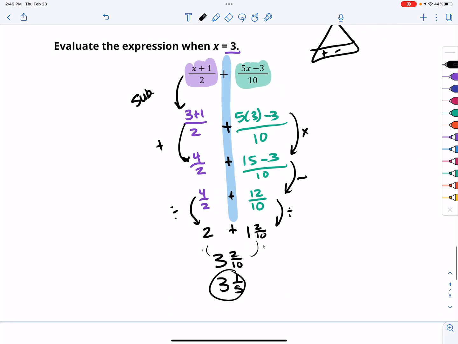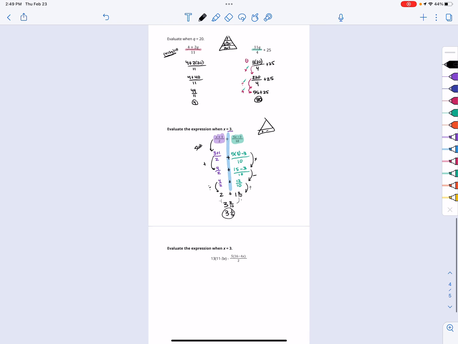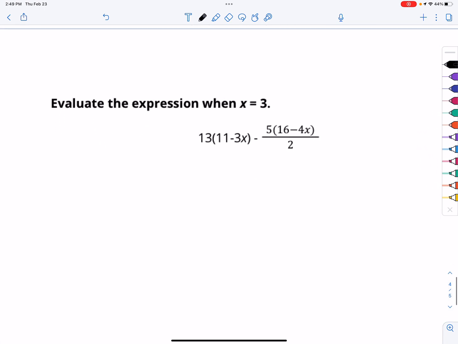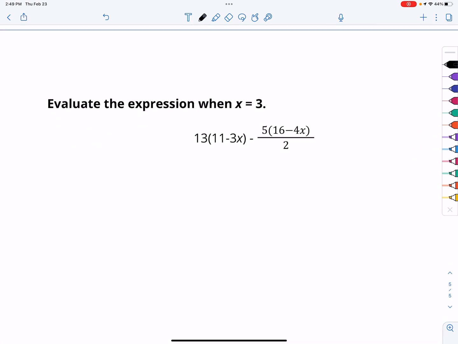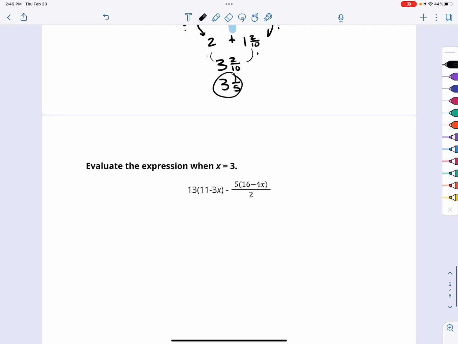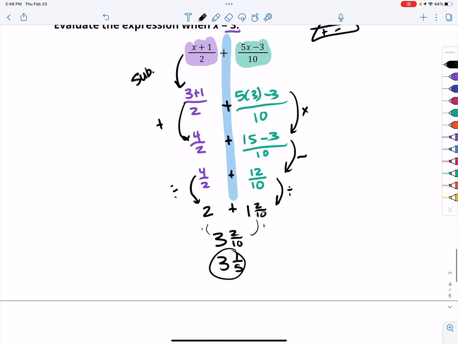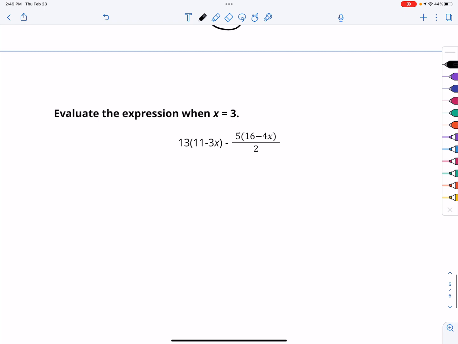So that is, let me see if I have any more. Ooh, I have another one. Let's look at this one and see how this one goes. Because this one, again, is a little bit more complex than we have here, but you can see how eventually this will become hopefully pretty straightforward.